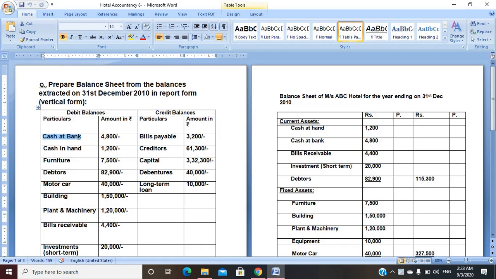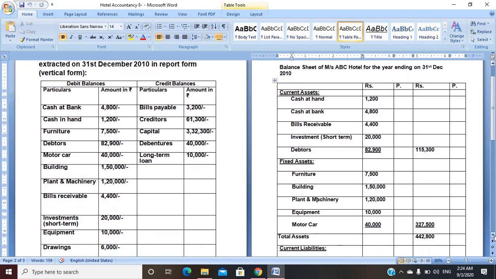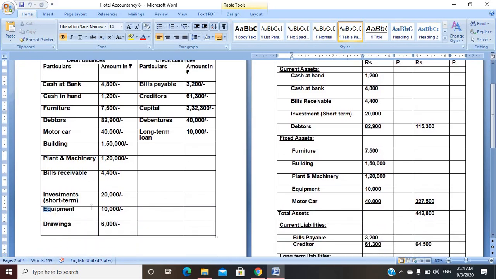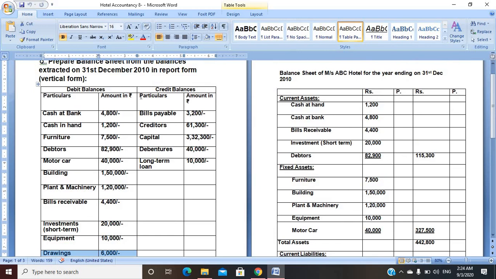So here we have mentioned cash at bank in the question, cash in hand, furniture, debtors, motor car, building, plant and machinery, bill receivable, and some short term investment. There's also one equipment mentioned here. Drawings are there, 6,000 rupees. All these are debit balances, and in credit balances we have bills payable 3,200, creditors 61,000, capital 3,32,300, debentures 40,000, long term loan 10,000.